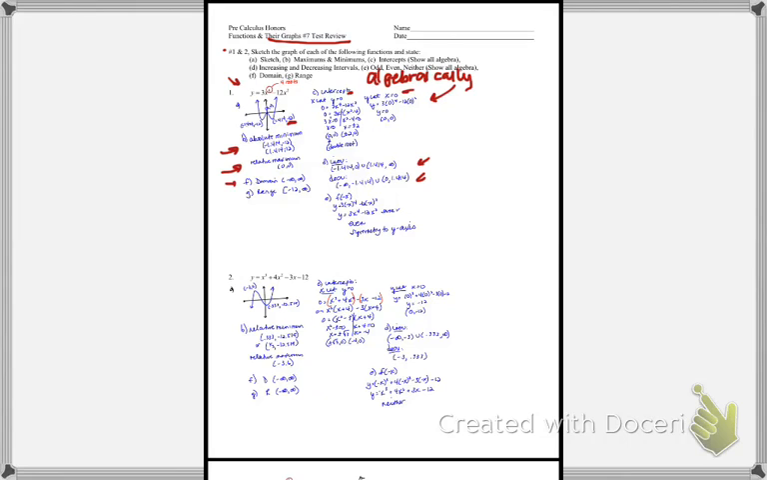Then do your increasing, decreasing, and find if it's odd or even. Now, odd and even says you replace the x with a negative x. If it looks exactly like you started with, then it's even. If not, pull out a negative 1, and if that is exactly what you started with, then it's odd. Because this is even, we see symmetry through the y-axis.